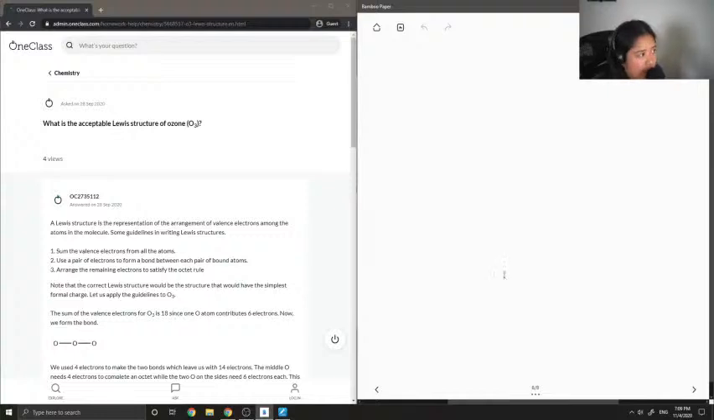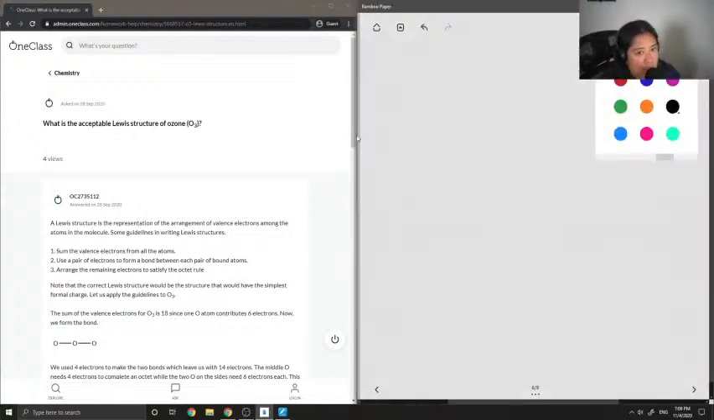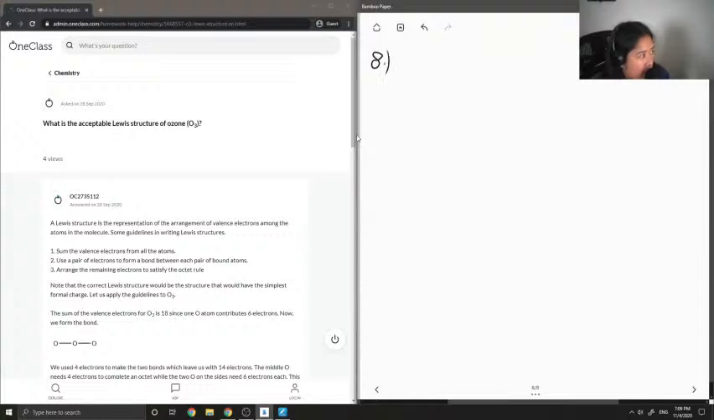Okay, so question number 8 is another Lewis structure question. What is the acceptable Lewis structure of ozone, which is O3? So again, we are going to start off by finding the total valence electrons.